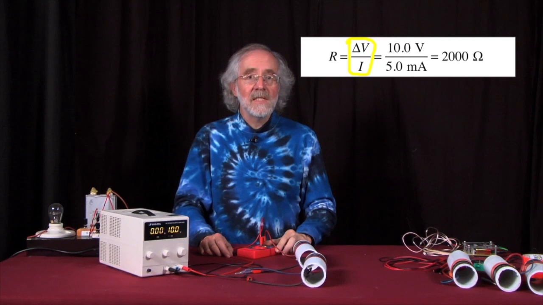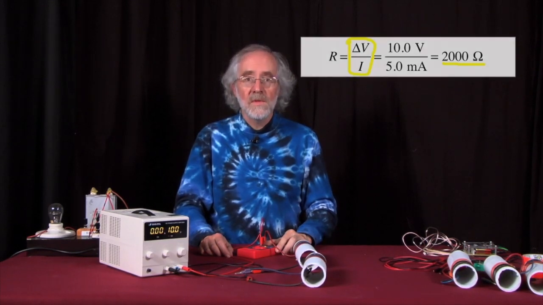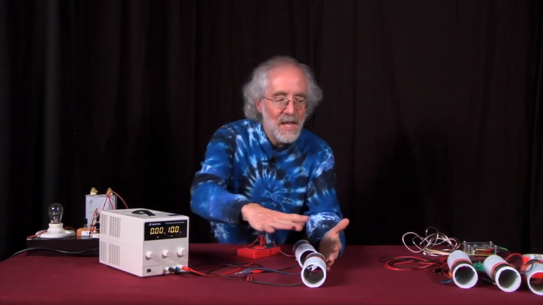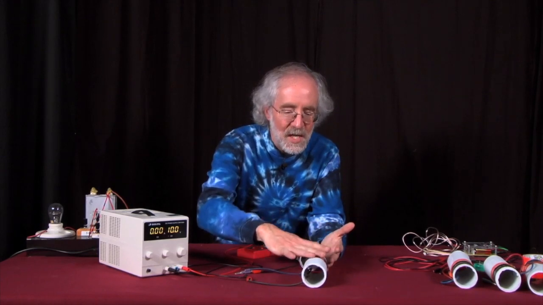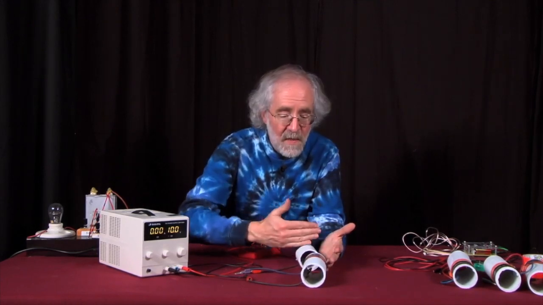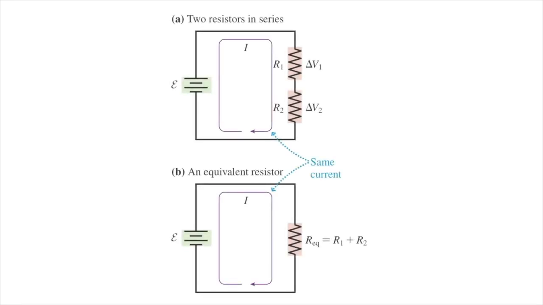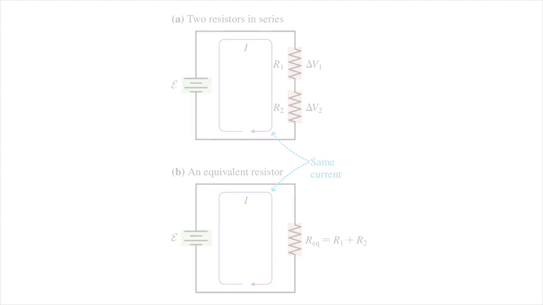And in that case, we get 2,000 ohms. And so we could say this: the equivalent resistance of this circuit is 2,000 ohms, 1,000 plus 1,000. And so if I have 2 resistors connected in series, the equivalent resistance of the two is just the sum of the different resistances.